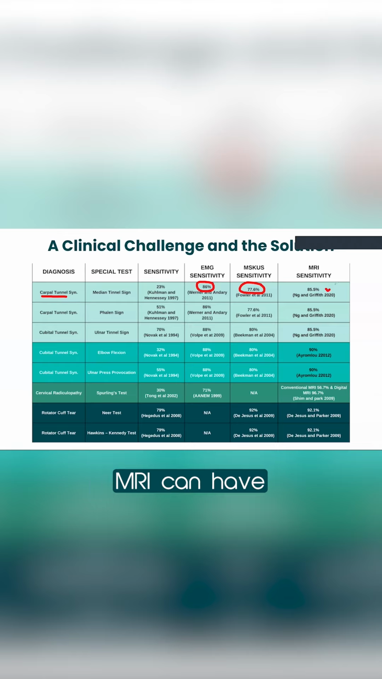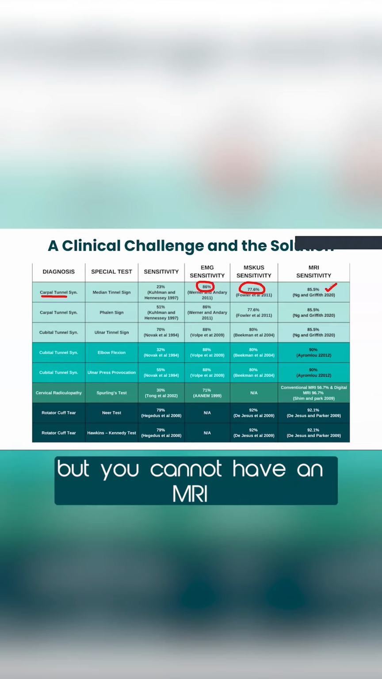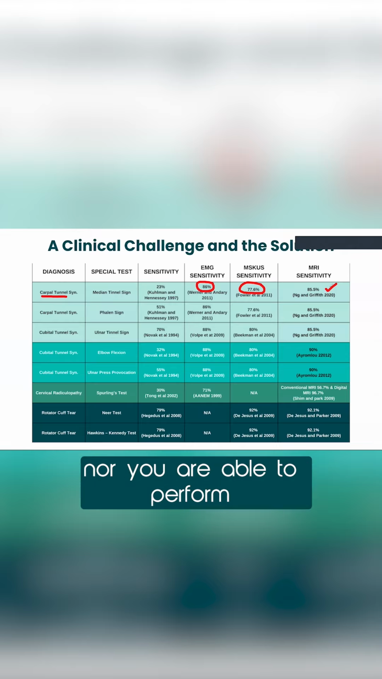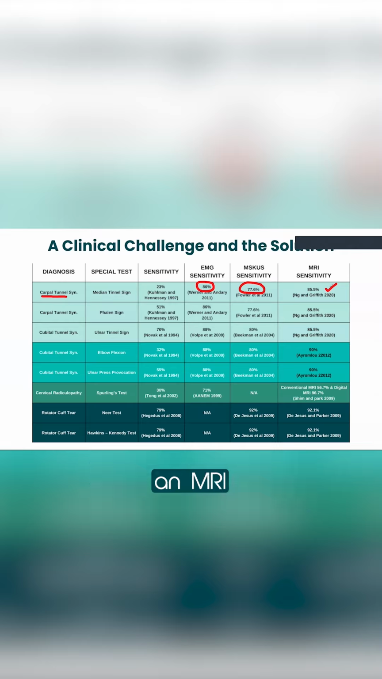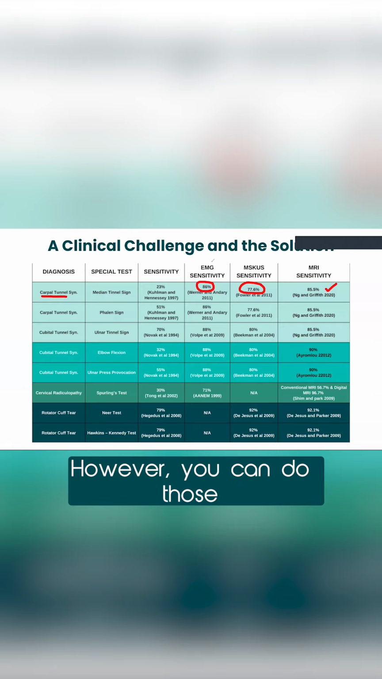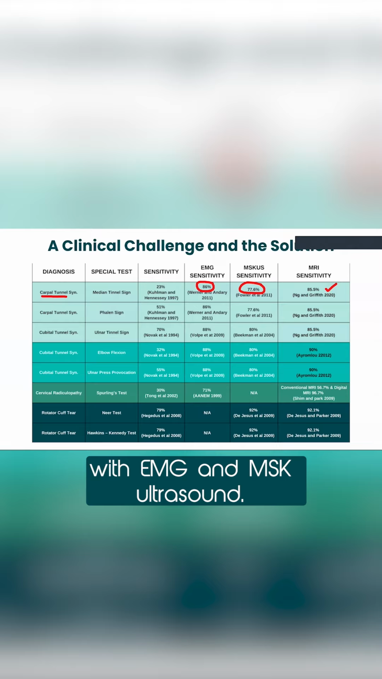Of course, MRI can have a high sensitivity, but you cannot have an MRI in your physical therapy practice, nor are you able to perform an MRI in your PT practice and bill the insurance companies for the MRI and get paid for the MRI. However, you can do those with EMG and MSK ultrasound.